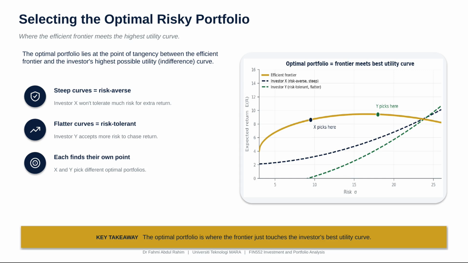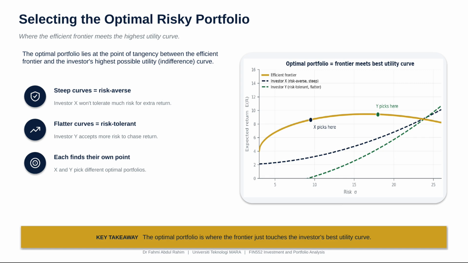Let's keep this really simple. This whole slide answers one question. Out of all the good investment mixes a person could buy, which single one should they actually pick? The short answer is, it depends on how much risk that person can stomach. Let me build that up slowly.